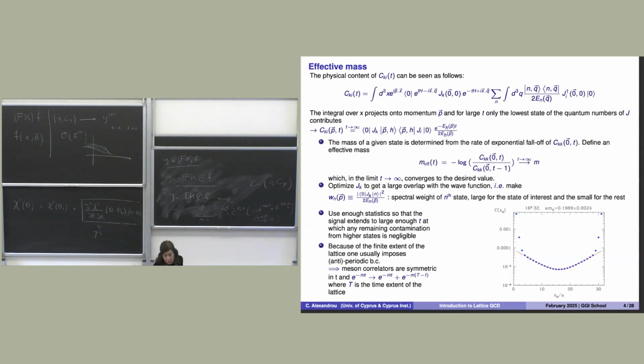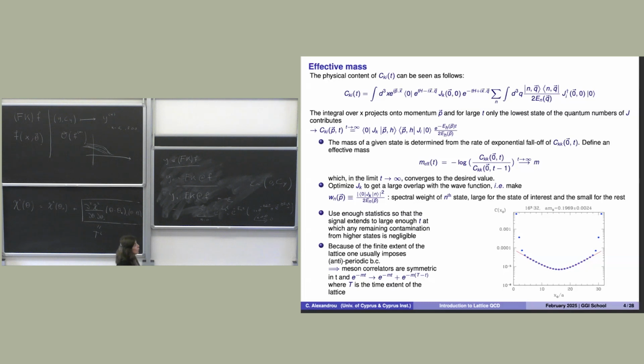So this is the spectral decomposition that I told you about previously. I filter out the lowest state with the quantum numbers of the hadron that I'm interested in. Why? Because this creates, I should have a dagger here, a particle with the quantum numbers of H, which is orthogonal to any other state that doesn't have these quantum numbers. So this filters out the quantum numbers of the hadron I want to study.